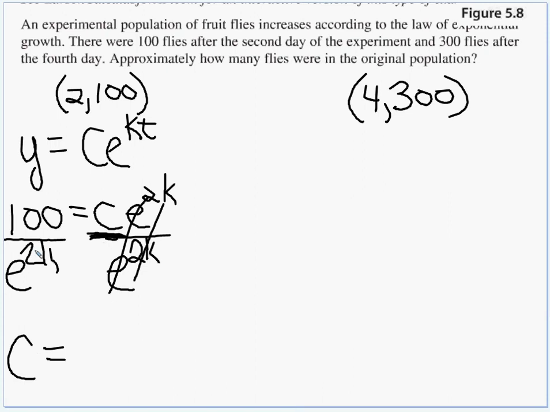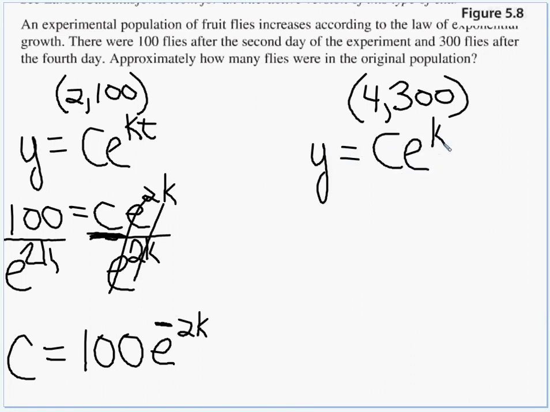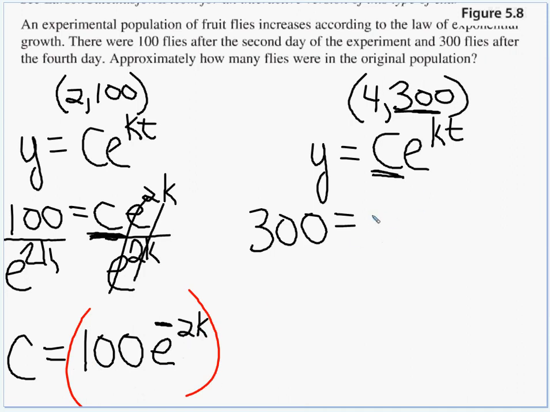So c equals, and I'm going to rewrite this so it's not in the form of a fraction. The 100 is in the numerator, it's going to be fine. I'm going to bring up the e to the 2k. What happens when we bring it up? The exponent switches sign, now it's negative. So over here, using the same formula, y equals c e to the kt, I've got this y value, 300, is going to go in, equals. Now for c here, I can replace c with this, 100e to the negative 2k.